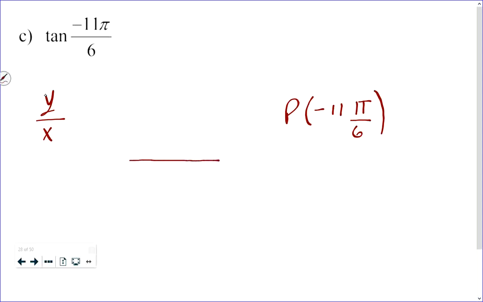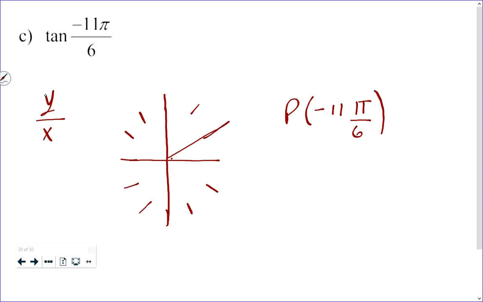If I look at the unit circle, pi over 6 is a 30-degree angle. There's negative 1, negative 2, negative 3, negative 4, negative 5, negative 6, negative 7, negative 8, negative 9, negative 10, negative 11 pi over 6. How many of you knew that's where it was by just kind of thinking about it? So we're getting more and more comfortable with these.